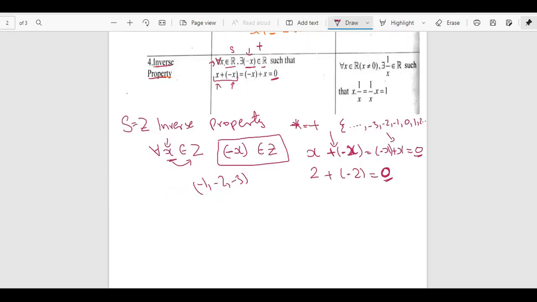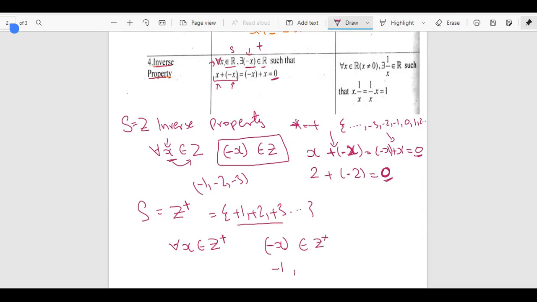If I take the set of positive integers particularly, this set is going to have +1, +2, +3, and so on. Now I'm particularly talking about the inverse property. For all x belonging to Z positive, we need -x as well to belong to the set in order to satisfy the inverse property. But I do not have -1, -2, or -3. These do not belong to the set of positive integers. So this set will not satisfy the inverse property because it does not have the inverses of these elements. So it is not going to be a binary operation in this set. Is it clear?